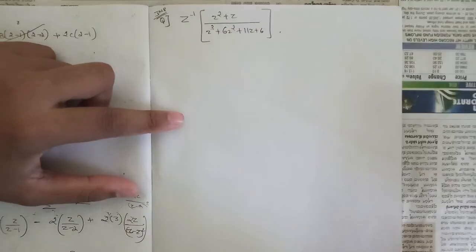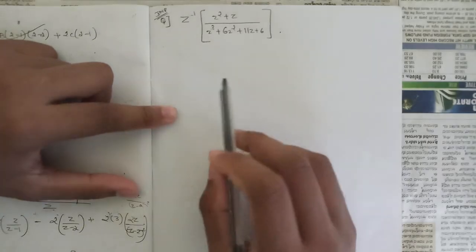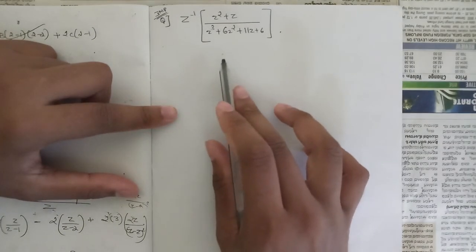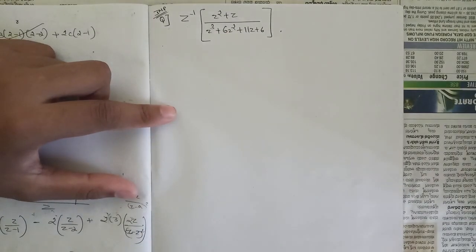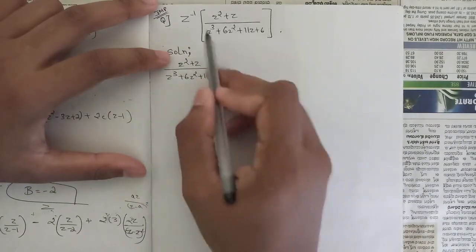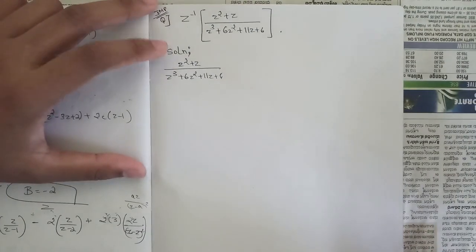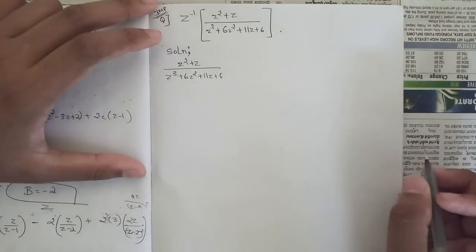Okay, so this is the question: Z inverse of (z square plus z) divided by (z cube plus 6z square plus 11z plus 6). Now let's solve this. This is not of the form of partial fraction, as we have solved one problem related to that, right? So for this we need to take the synthetic division.